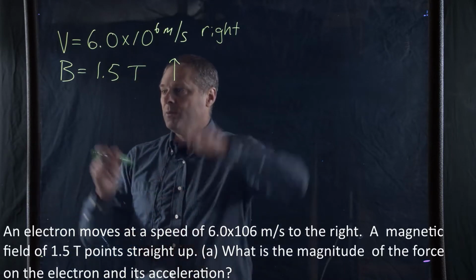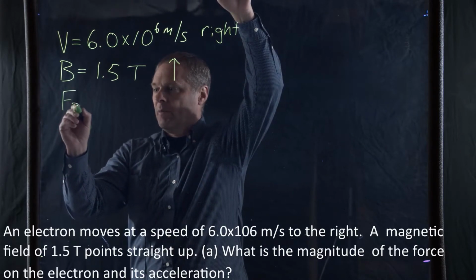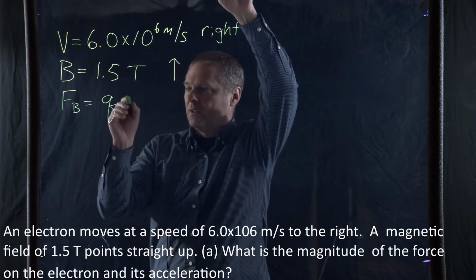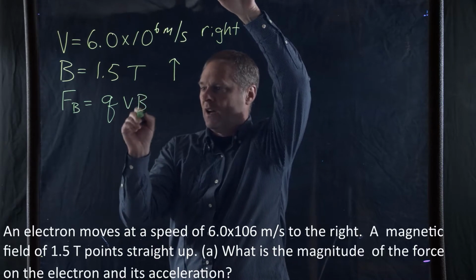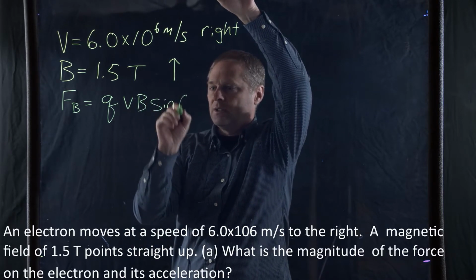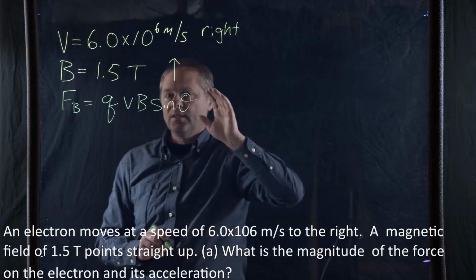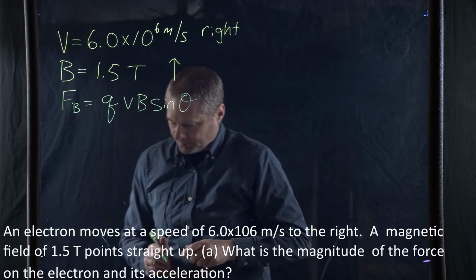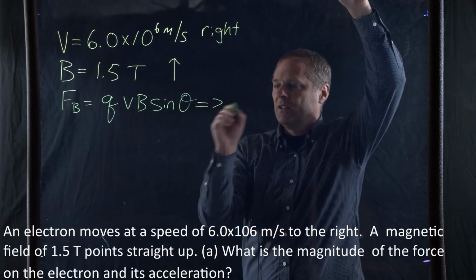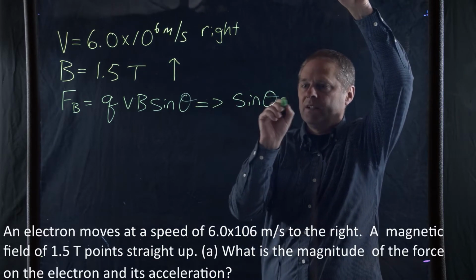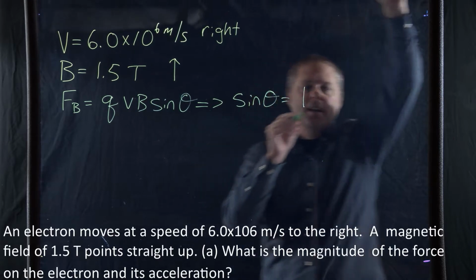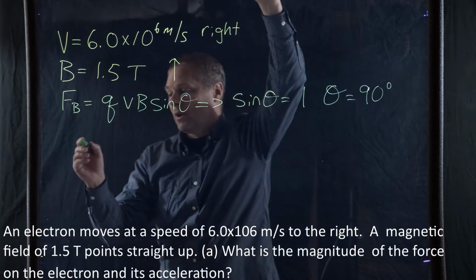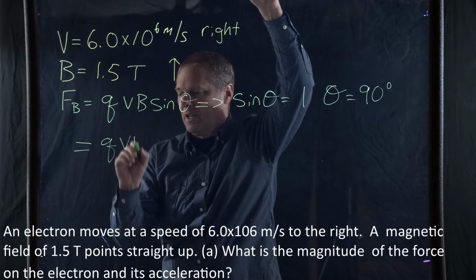The equation that we're going to be using is that the force of the magnetic field is equal to the charge times the velocity times the magnetic field times sine of theta, where theta is the angle between the B field and the velocity, or the direction in which the particle is moving. In our case, sine of theta is equal to 1, because theta is equal to 90 degrees. So our equation becomes QVB.